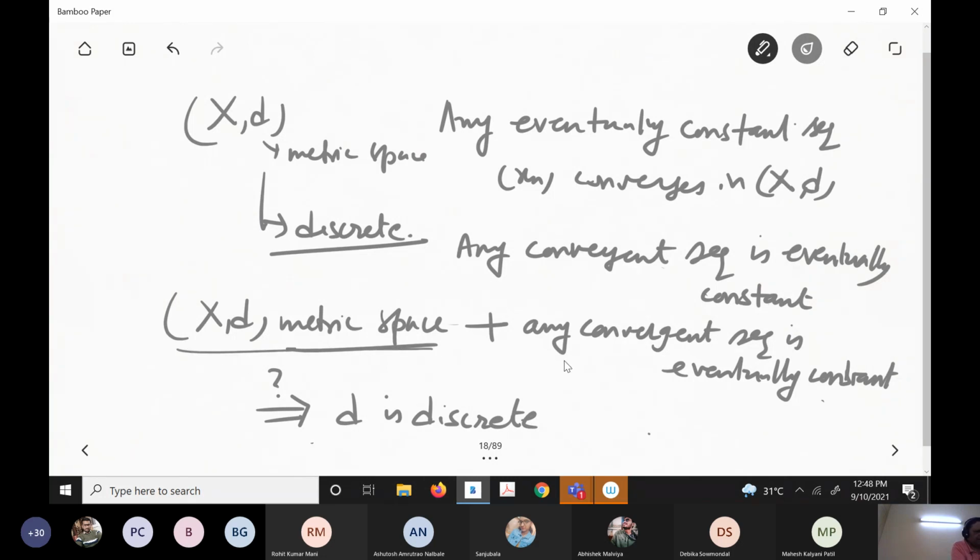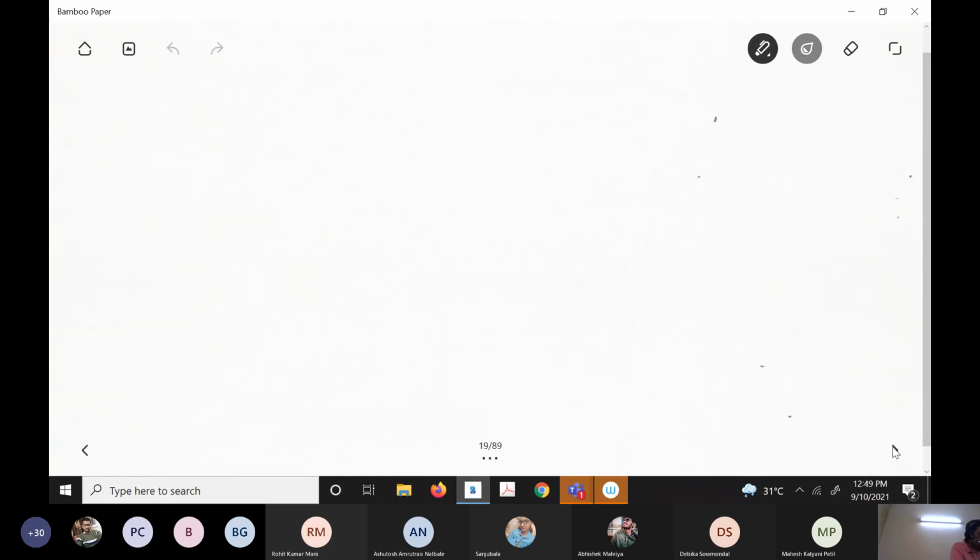You have a metric space and I am saying any convergent sequence is eventually constant. First of all, you get that every convergent sequence is bounded, but a bounded sequence need not be convergent. So this is fine: a convergent sequence is a bounded sequence.